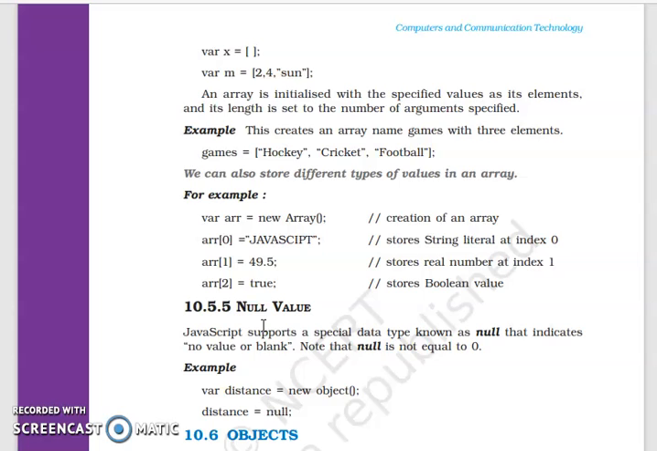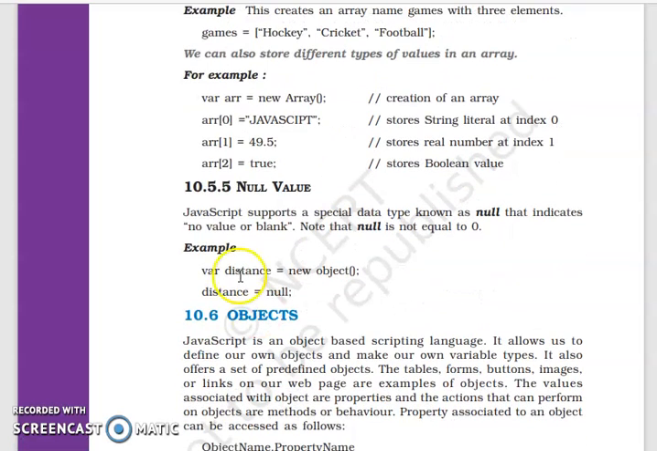JavaScript supports a special data type known as null that indicates no value or blank. Null is not equal to 0, it is just no value or blank. Here is the example for the null value. This is the variable var, distance is the variable, new object of distance equal to null. So here the variable distance does not store any value. It does not store 0 or a number, nothing.